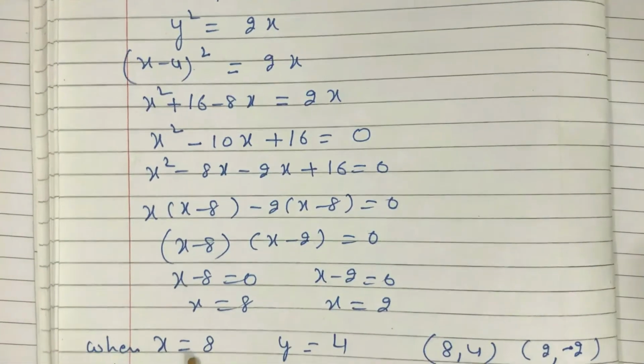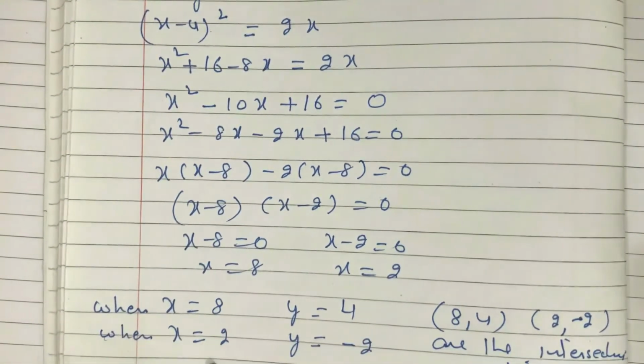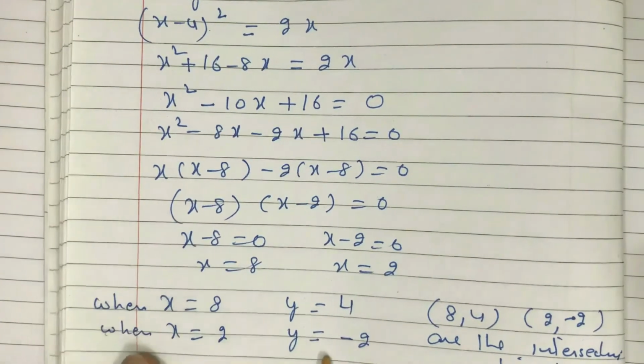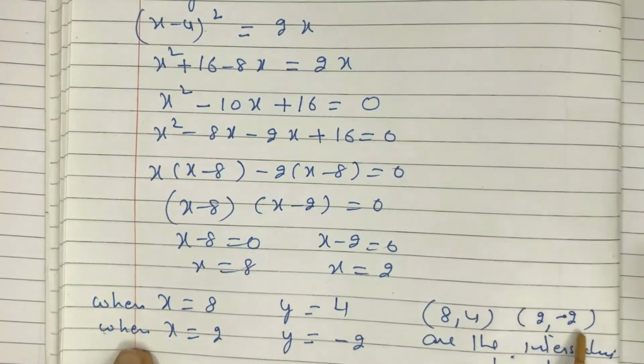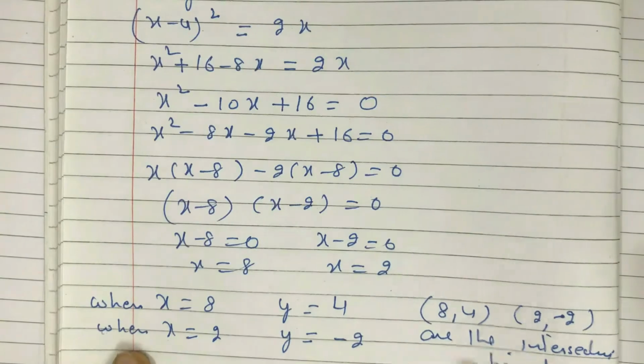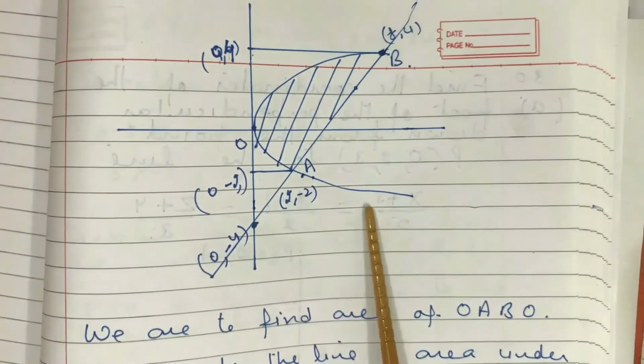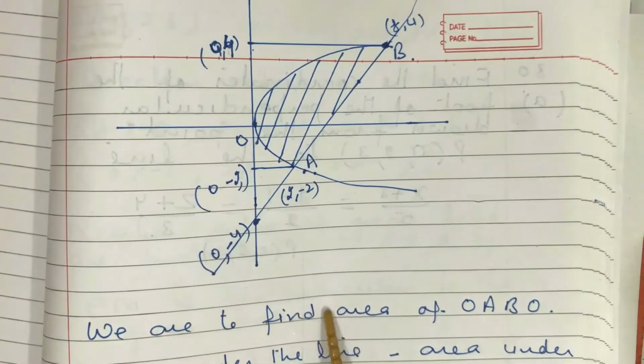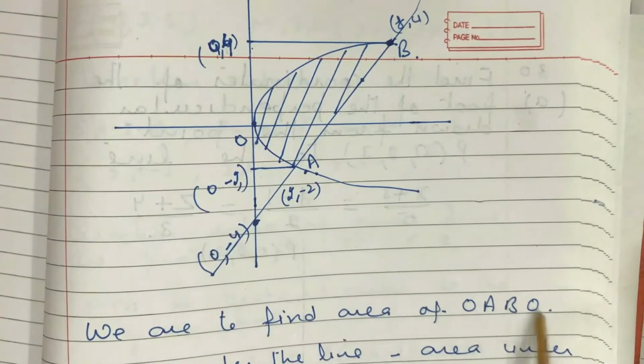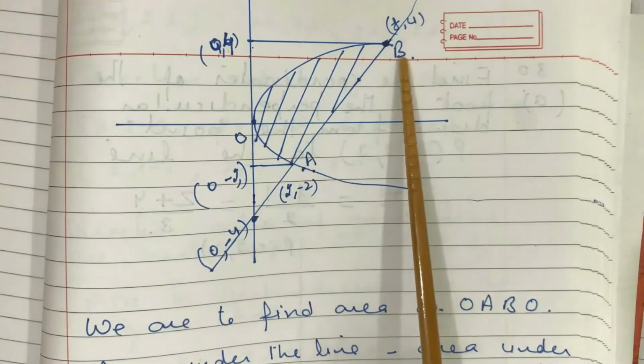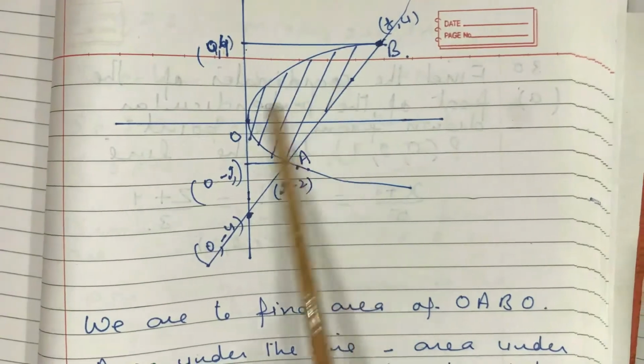So when x = 8, y is 4. When x = 2, y is -2. So (8, 4) and (2, -2) are the intersecting points. Now this is the figure. And we are to find the area of OABO. We are to find this shaded portion.